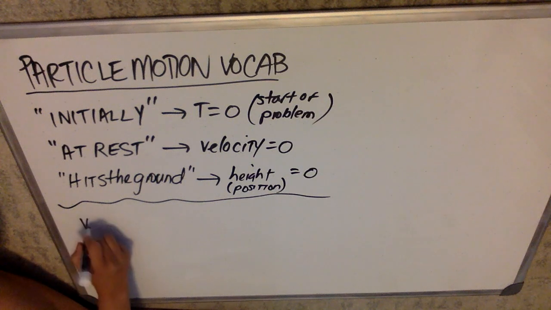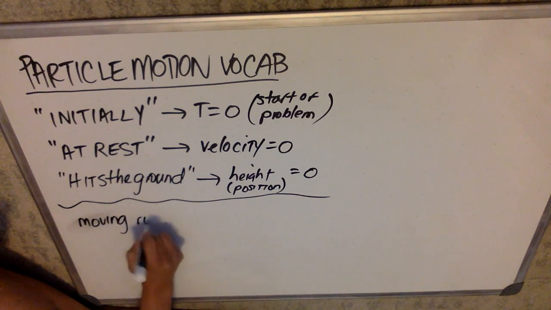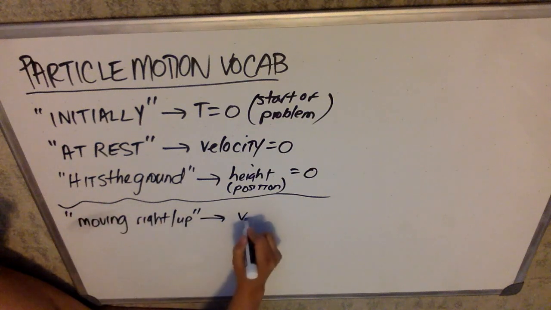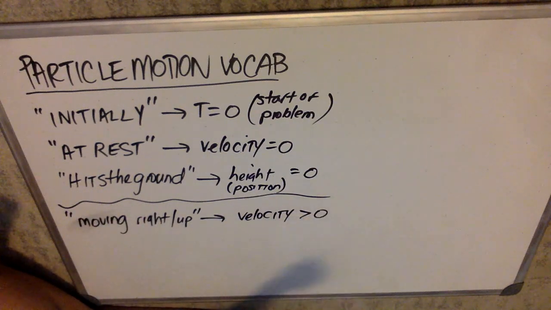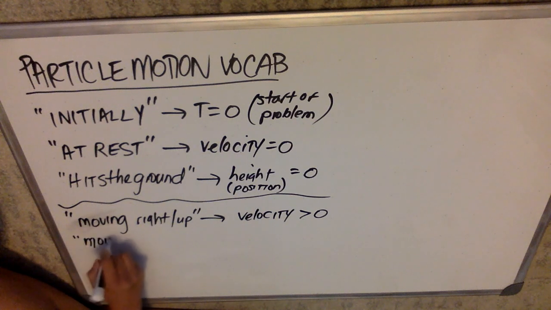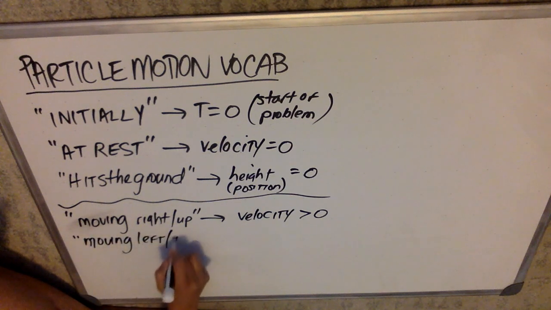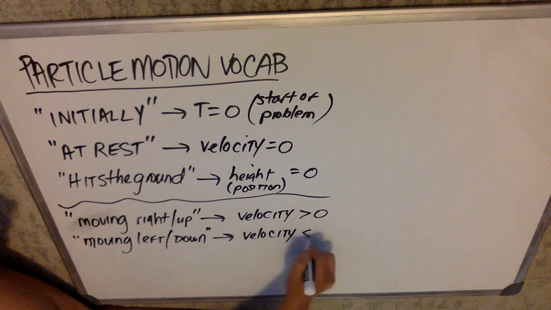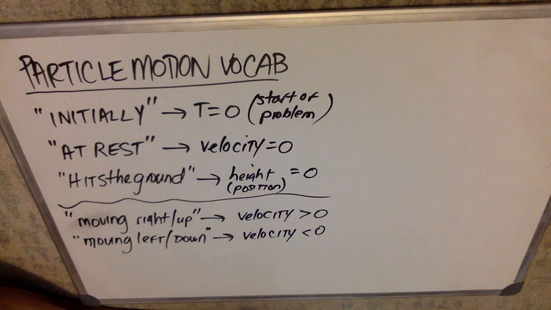So if we talk about moving right or up, either of those is going to mean that the velocity is positive, right? Moving left or down are going to be the code words that you hear when the velocity is negative, right? We're going to talk later about things like speeding up and slowing down, but those are the big ones so far. So initially means t equals 0. At rest means velocity equals 0. Hits the ground means that the height or position is 0.